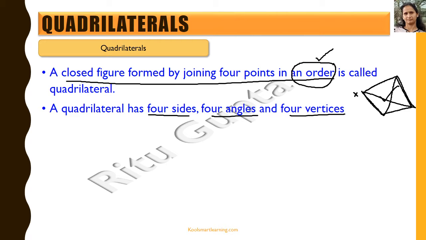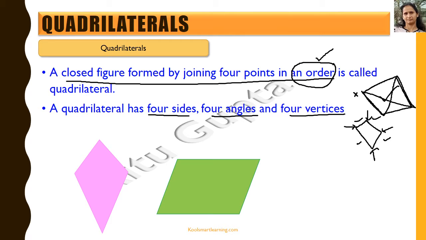And then, as we see, if we have any four-sided figure, any figure formed in this way, we'll have 4 sides, 4 vertices, and of course 4 angles associated with this figure. So these are some examples of a quadrilateral.